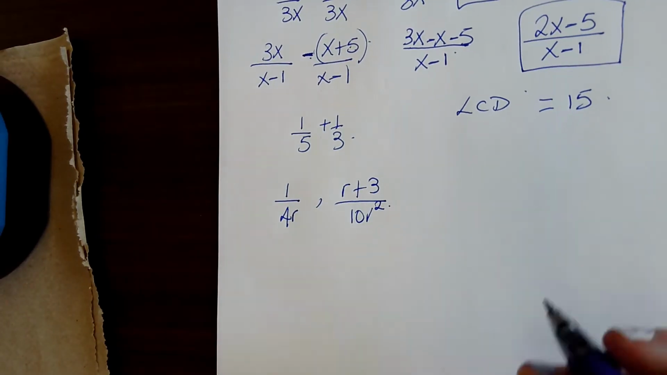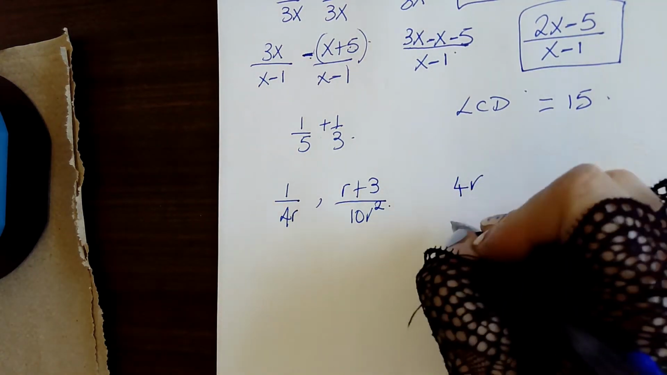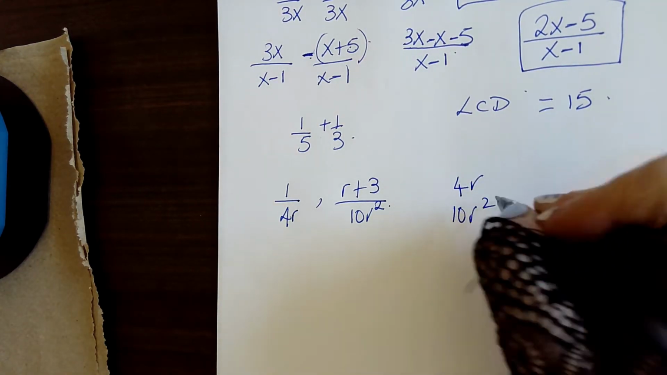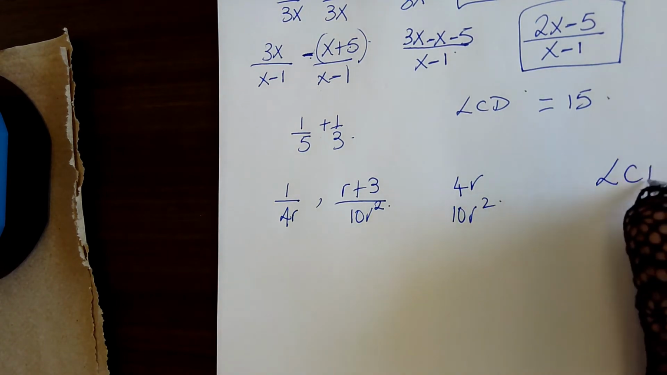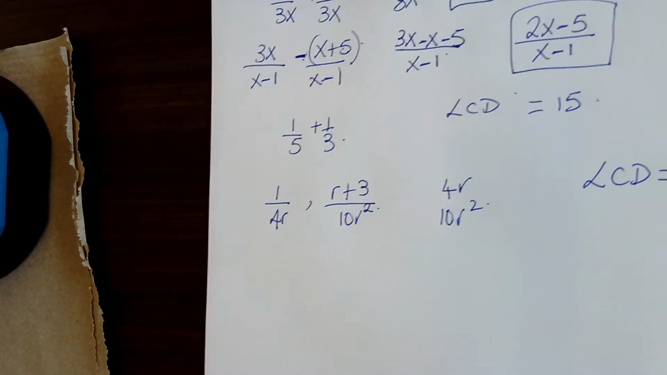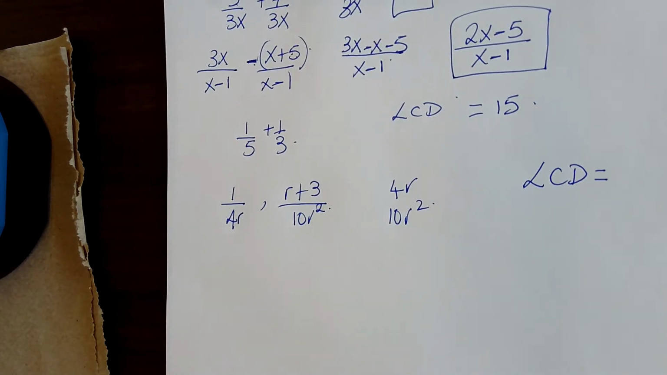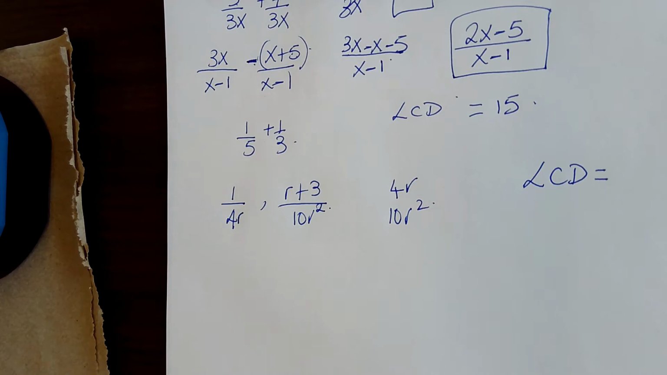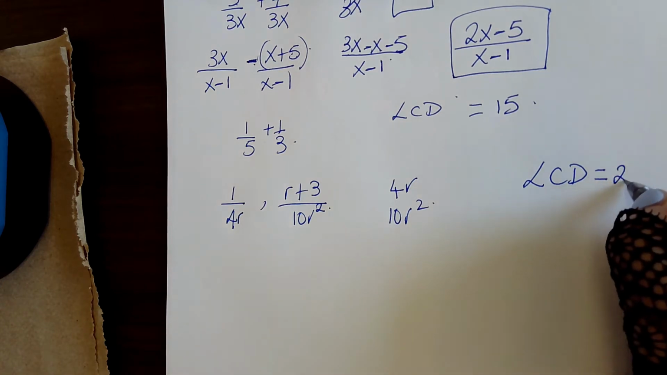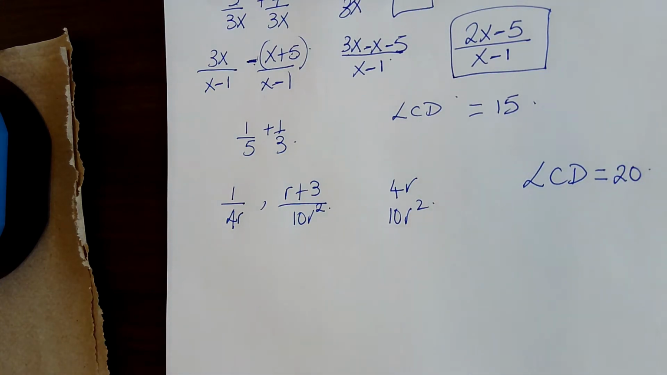So what we're looking at is the 4r and the 10r squared, and we need to find the lowest common denominator. That's all we're doing right now before we actually add them together. So what's the smallest number that 4 and 10 go into? Hopefully you would understand that it's 20, and I think most of you would. So you have to be able to do that with the number.